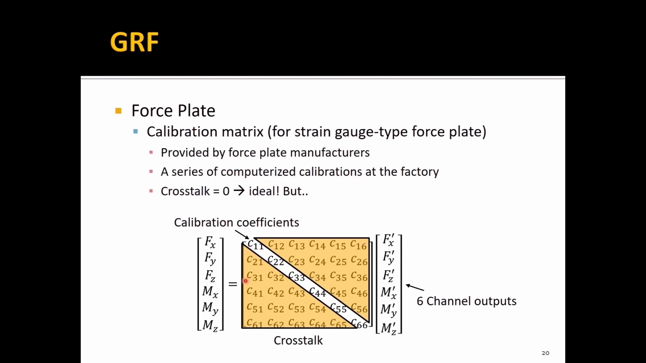This is the calibration matrix, and the diagonal terms are the actual calibration coefficients, and the off-diagonal terms are the crosstalk terms. And then we have this value obtained from 6 channels of the force plate. Once we get this, by multiplying this value by this calibration matrix, we will be able to manage the crosstalk. This is the final value.